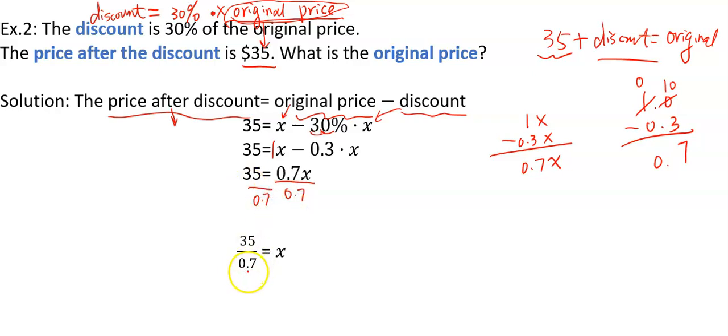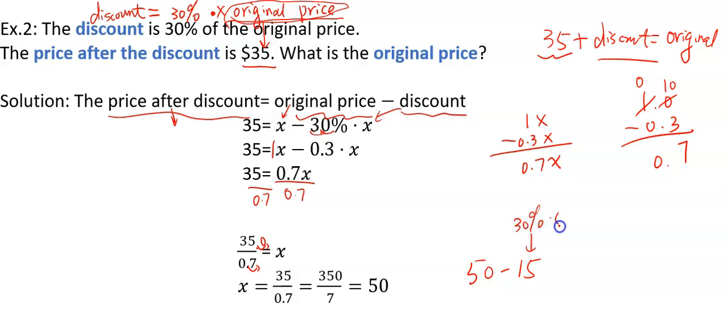After we divide both sides by 0.7, we move the decimal point to the right one time in both numbers. So we have 350 divided by 7, which is 50. And $50 is the original price, which makes sense. We take 30%, that's $15. So we deduct a $15 discount from the original price of 50. This is the discount, which is 30% of 50. That's $15, and it does give us the actual price we pay, $35.